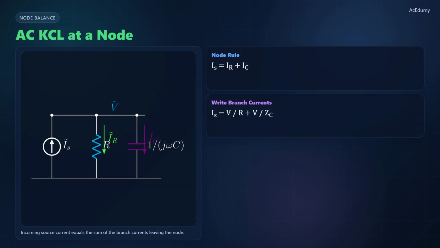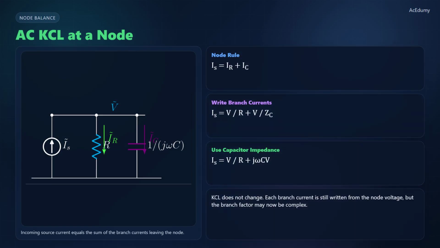Now AC KCL. At a node fed by a current source, incoming current equals outgoing branch currents. If one branch is a resistor and the other is a capacitor, then I_S equals V over R plus V over Z_C. Since Z_C equals 1 over j omega C, this becomes I_S equals V over R plus j omega C times V. Same node logic, new complex coefficients.